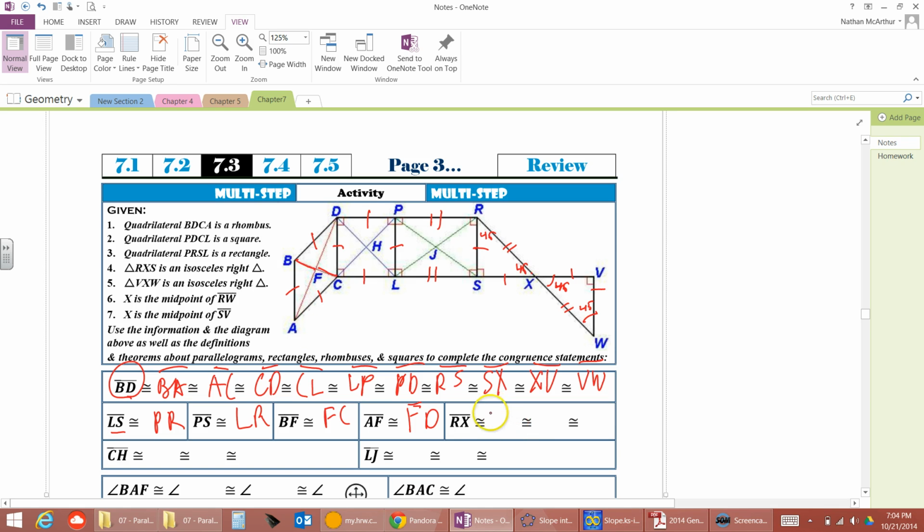Now it says RX. Let's find RX. RX is congruent to what? Oh, it's the midpoint. So we know it's XW. Okay, so actually, let me make these 3 so they're not the same. What else? What else are they congruent to?